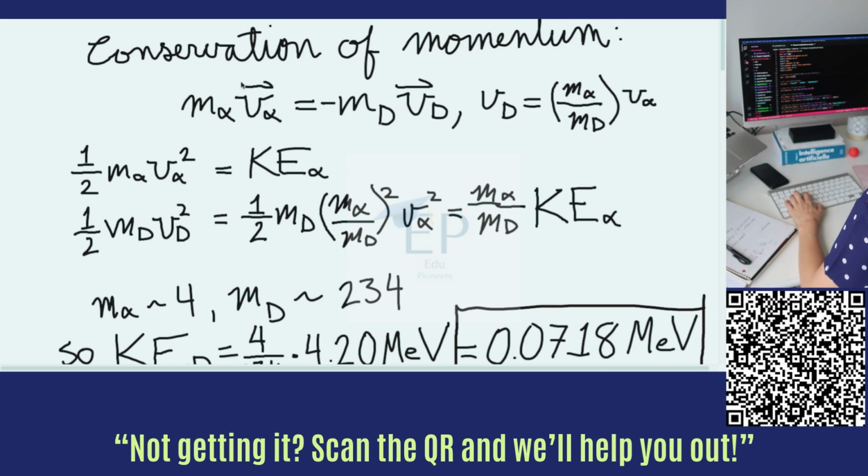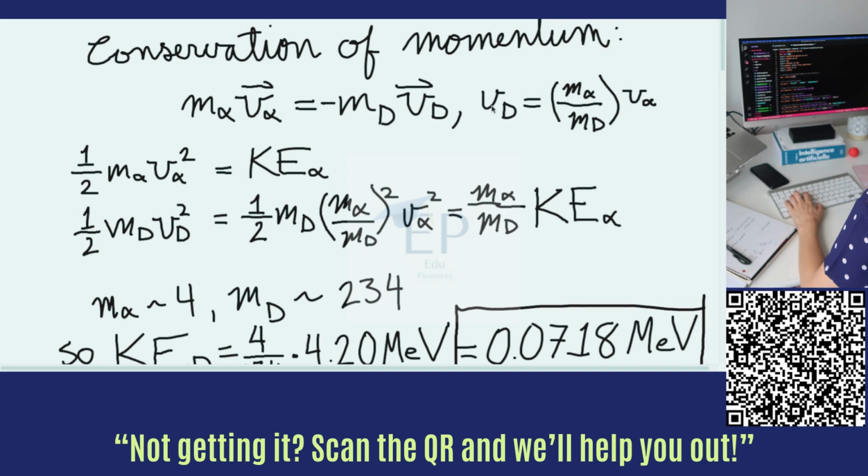This conservation of momentum can be mathematically expressed as follows. The mass of the alpha particle times the velocity of the alpha particle, and that's a vector, equals the negative product of the mass of the daughter nucleus times its velocity. And with this relationship, noting that the direction of the daughter nucleus is exactly opposite that of the alpha particle, we can express this in terms of scalars.